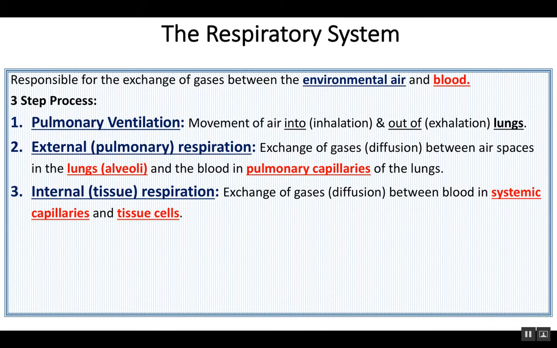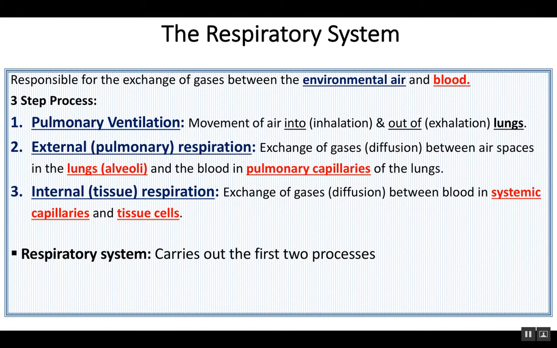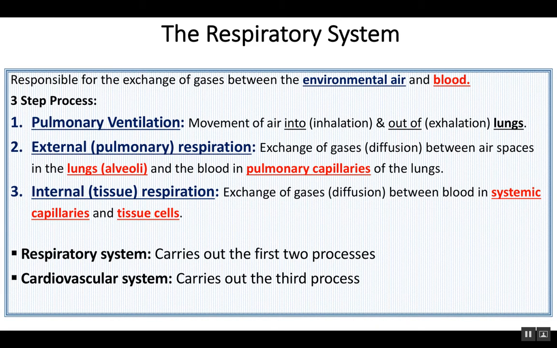Who's responsible for these three major steps? The respiratory system carries out really the first two. Your respiratory system allows you to get oxygen into the bloodstream and get carbon dioxide out of the bloodstream and eventually back into the atmosphere. Your cardiovascular system really carries out the third step because that's found at systemic capillaries throughout the body and tissue cells.